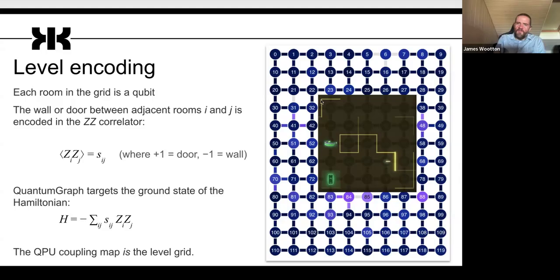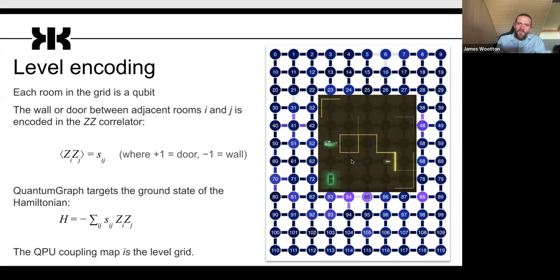And so the reason why I've got this screenshot from the game on top of the QPU is because you've got this qubit here and this qubit here. These are anti-correlated. That's why there's a wall. These two are anti-correlated. That's why there's a wall. In fact, this qubit is anti-correlated to all of its neighbors, but this qubit, for example, is correlated with all of its neighbors, and so there's no walls.